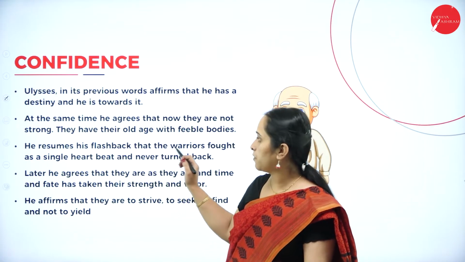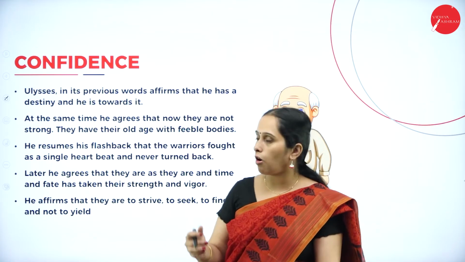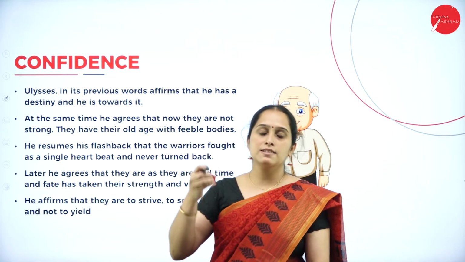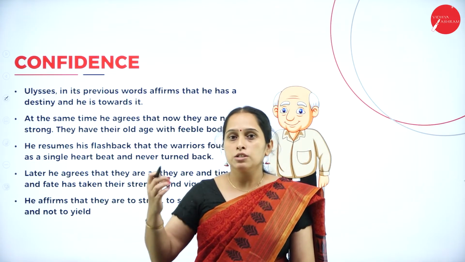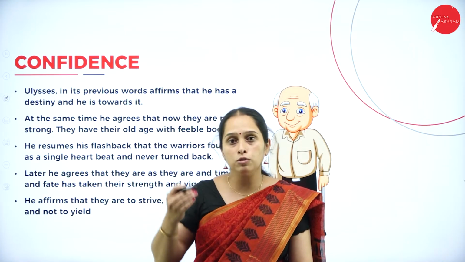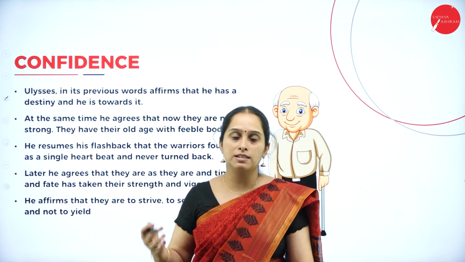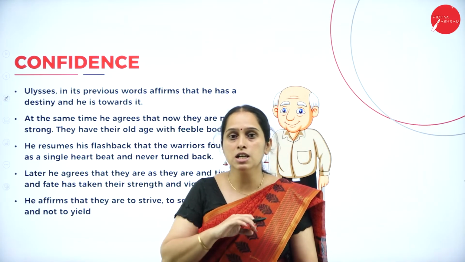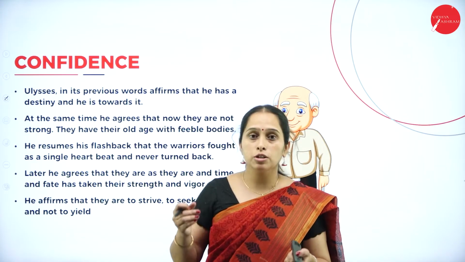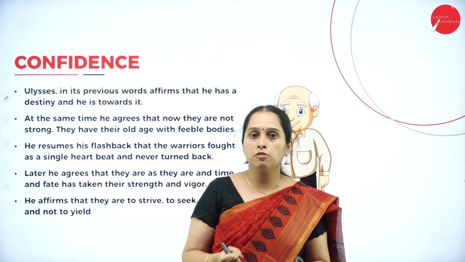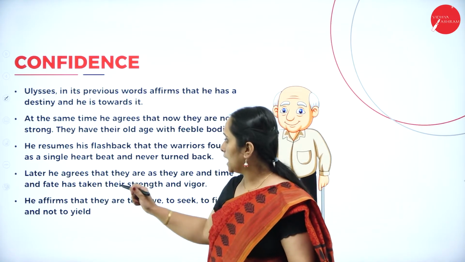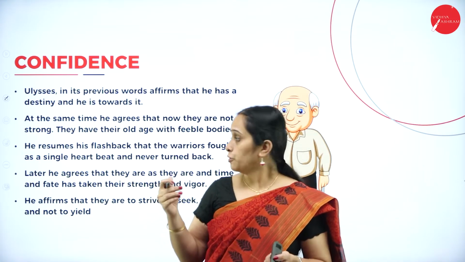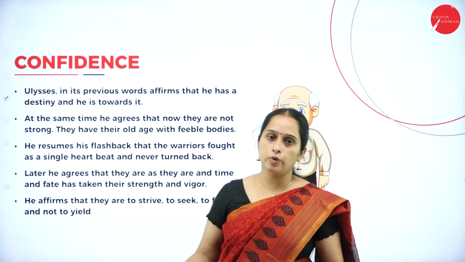So he resumes his flashback that the warriors fought as a single heartbeat and they never turned back. He is asking his fellow beings to recall how they fought in their previous wars. They fought like a single heartbeat and they never turned back in their difficulties. Ulysses wants them to have courage and move forward. Later he agrees that they are as they are, and time and fate have taken their strength and vigor.